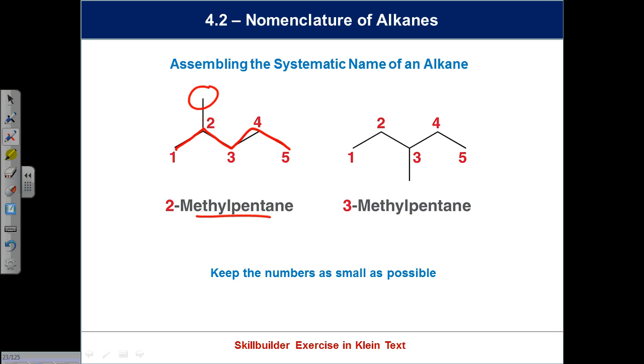But if you move this across to here, that becomes 3-methylpentane. That's an isomer. That's not the same molecule. It'll have different properties, a different name, different boiling point, whatever. So again, in this example, why not label from here? Why not start the counting from over there? Because I'd end up with 4 instead of 2. I want to keep it simple, so I'm going to keep it down at 2.